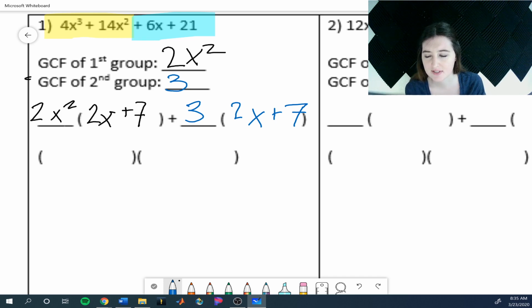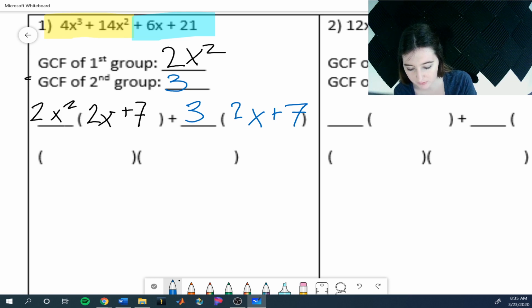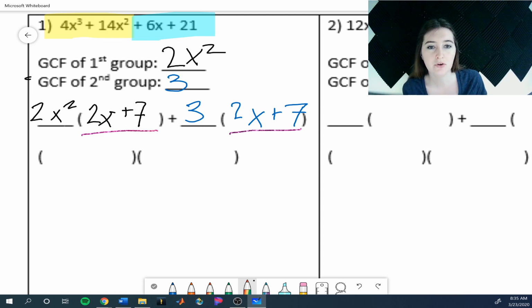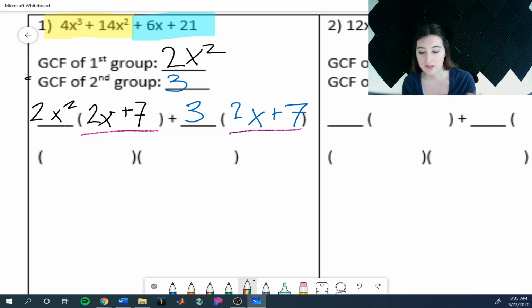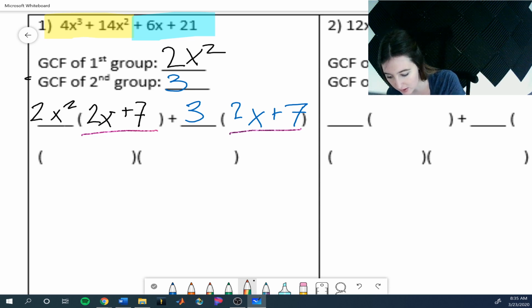If you look, there's something very interesting that we have here. If we look at this guy and this guy, what do you notice? I hope you said they're the same, because they are. So that means we're going to factor out that 2x plus 7. This is now my greatest common factor. So I'm going to divide each term, this side and this side, by 2x plus 7. So that means my 2x plus 7 is going to come out right here.